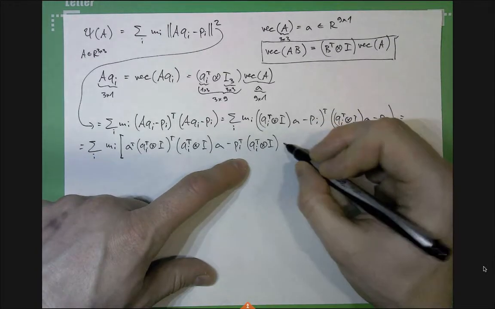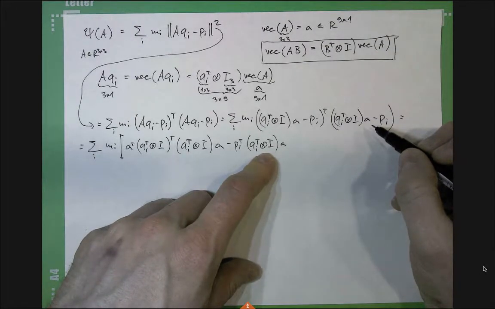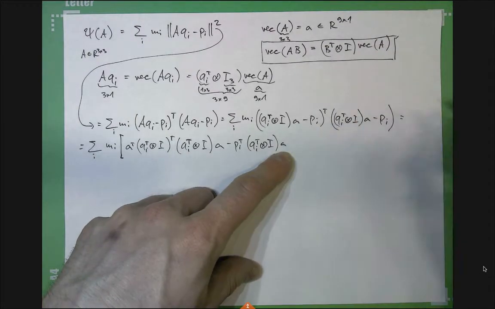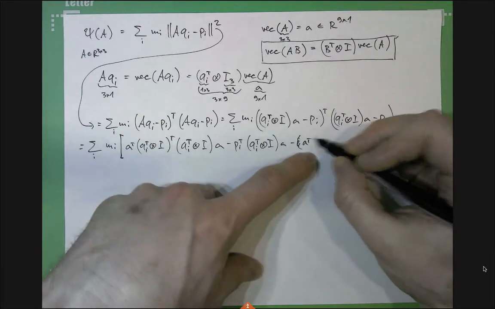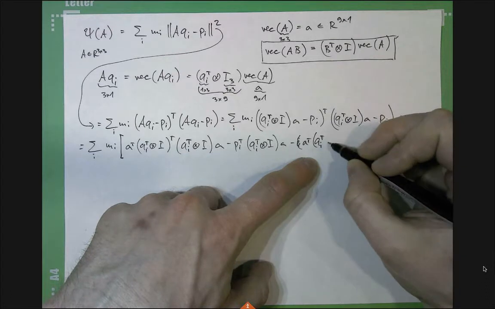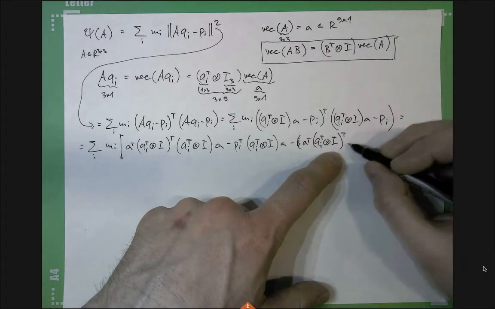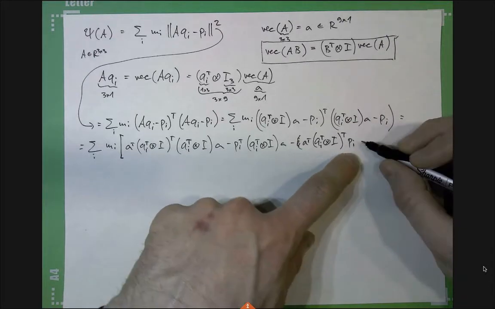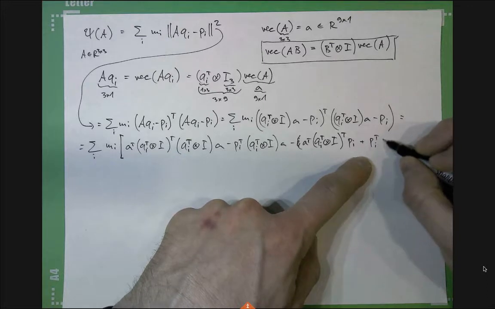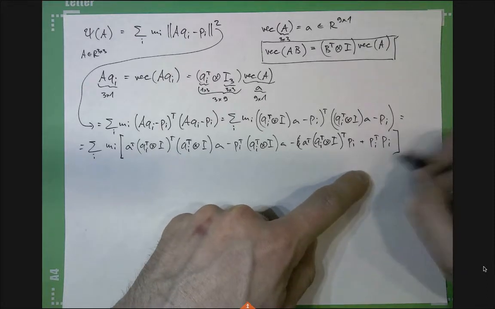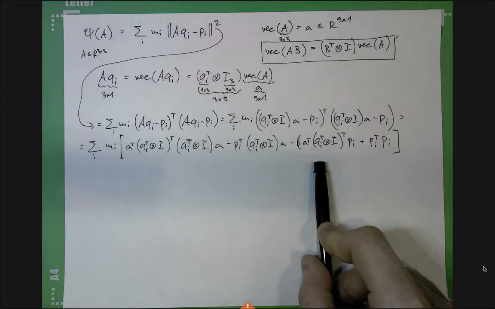Maybe I should have given it to you for homework. Then I would have to do it myself, but that's okay. And then I have this. Then I have minus a transpose QI transpose Kronecker identity transpose times PI plus, that's the easy part, PI transpose PI. All right. Hope I didn't make too many mistakes.